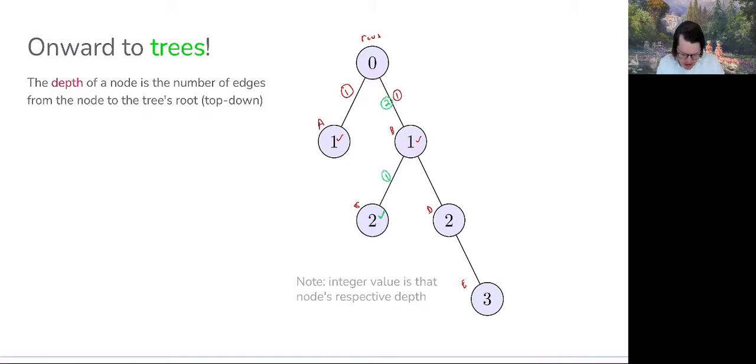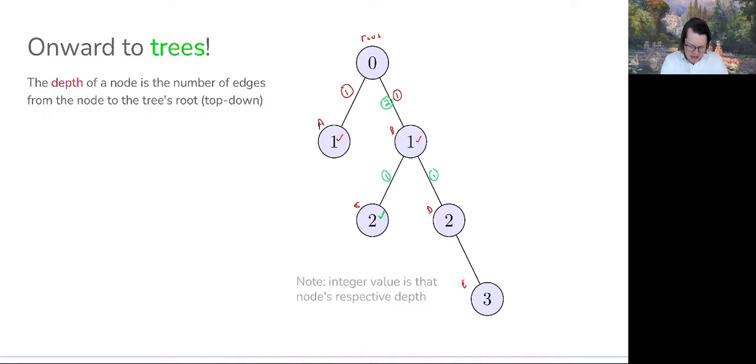Now let's look at node D over here. It's going to follow suit. It's at the same depth as node C, so we'd expect its depth to be 2 as well. Look, there's one edge to get from D to B, another edge to get from B to the root. There are 2 edges separating D from the root. Therefore, its depth is going to be 2.